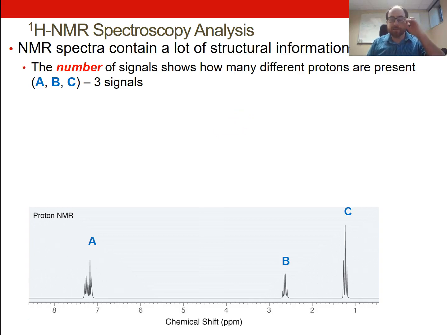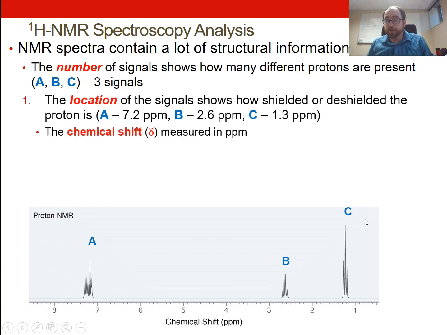If we take a look at this representative spectrum here at the bottom, we can identify that there are three overall signals. What I mean by a signal here is wherever there is a unique peak along the x-axis. Notice that I have this signal here, and a signal at this position here.